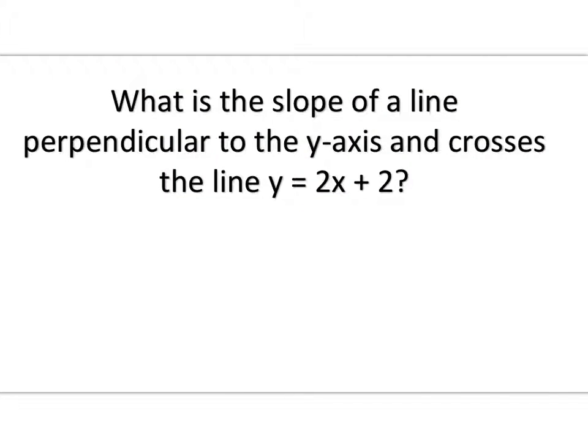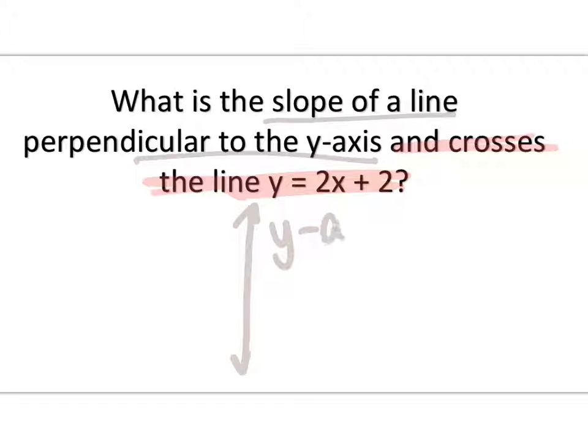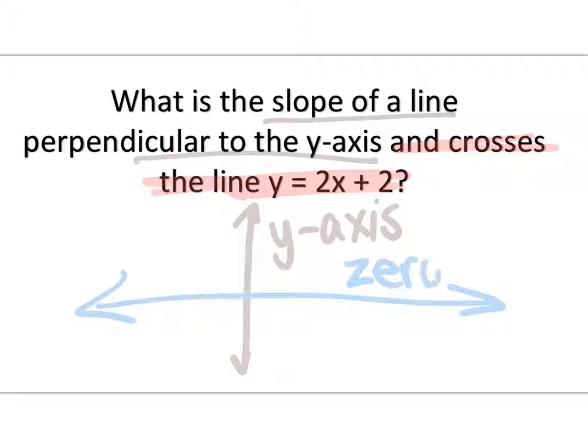What is the slope of a line perpendicular to the y-axis and crosses the line y equals 2x plus 2? So it's asking the slope of a line that's perpendicular to the y-axis. We don't care about the rest of this problem. So what I care about is the slope of a line that's perpendicular to the y-axis. So I'm going to draw the y-axis on my screen. If my y-axis is up and down, the only kind of line that would be perpendicular is a flat line. Well, if you look at that green chart on the right next to the flag, you would see that when it's a flat line, your slope is 0.